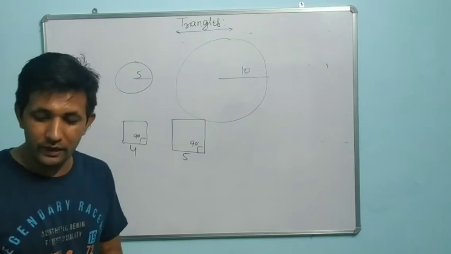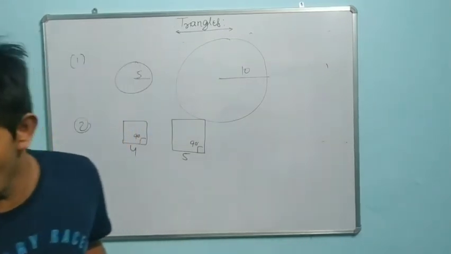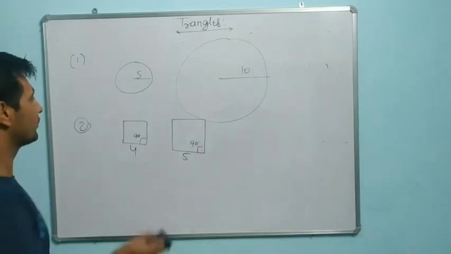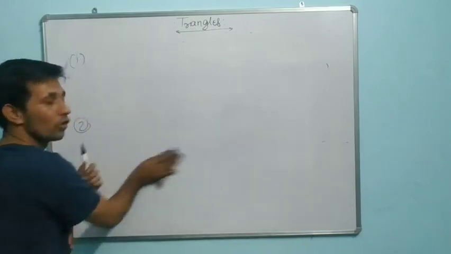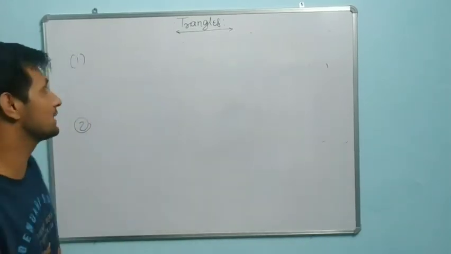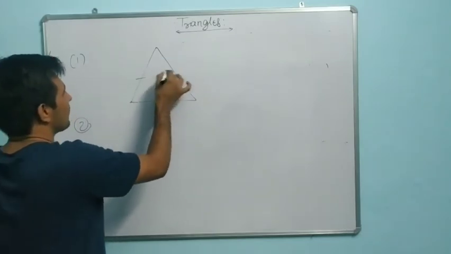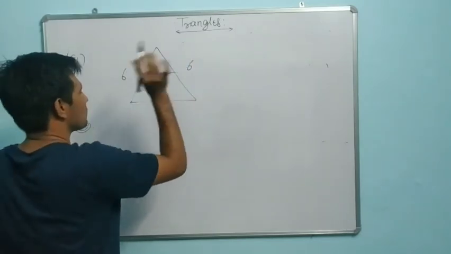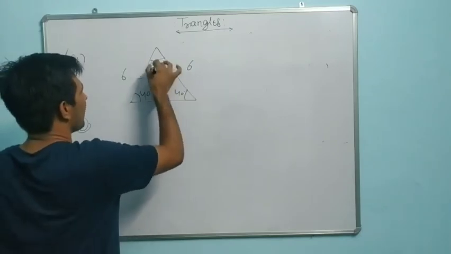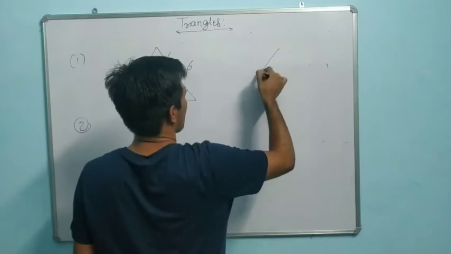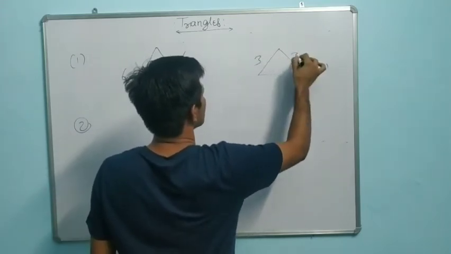Okay dear? Now the third part. Fill in the blanks: all isosceles or all equilateral triangles are similar. Equilateral triangle example I have already told you 2 minutes before. Now isosceles means triangles which have two sides equal, 6, 6. Suppose angles 40, 40, and 100. And one more triangle I am taking whose sides are 3, 3. Okay dear.